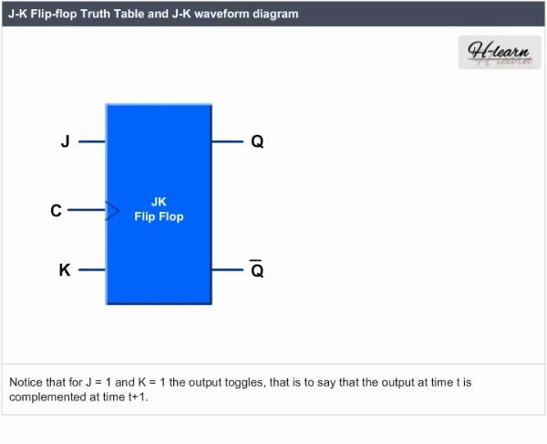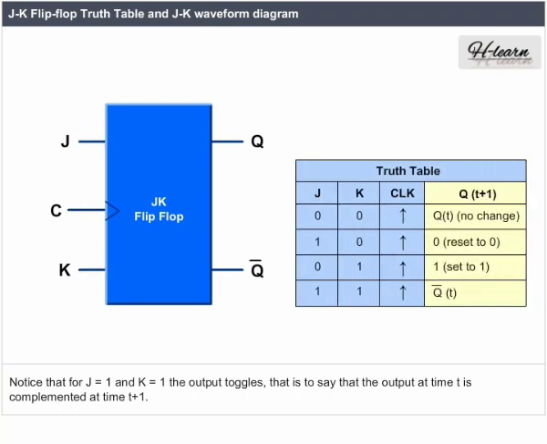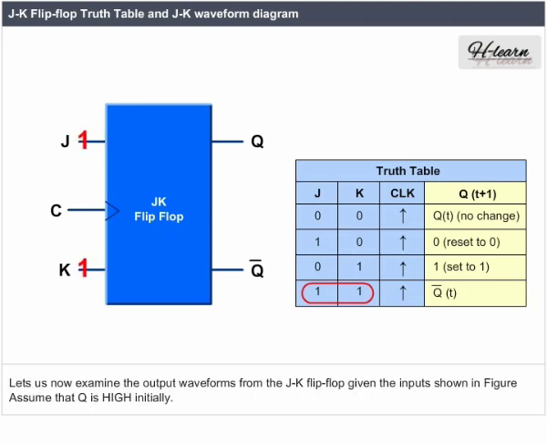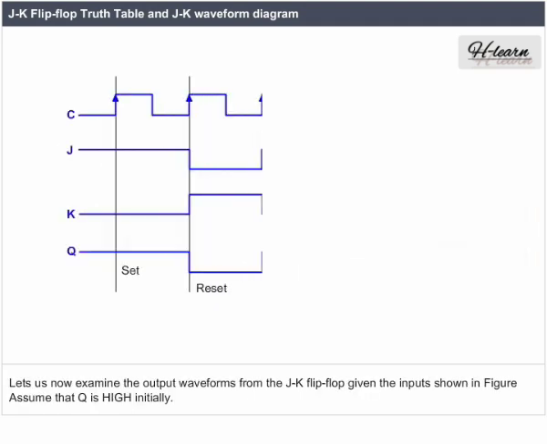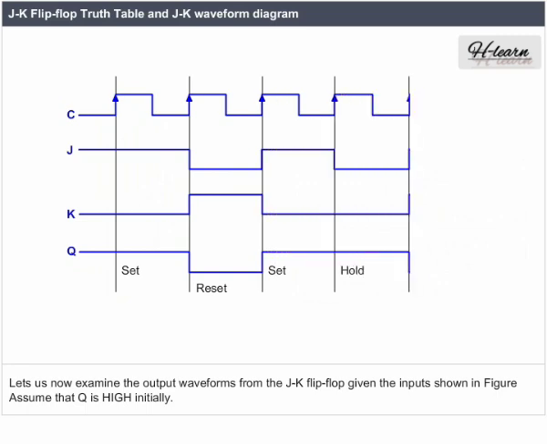JK flip-flop truth table and JK waveform diagram. Notice that for J equals 1 and K equals 1, the output toggles. That is to say, the output at time t is complemented at time t plus 1. Let us now examine the output waveforms from the JK flip-flop given the input shown in figure. Assume that Q is high initially.